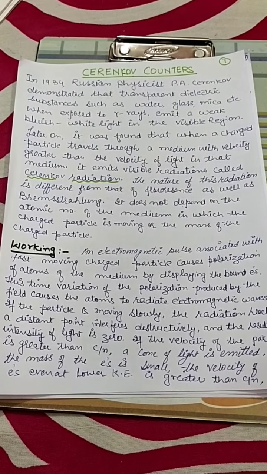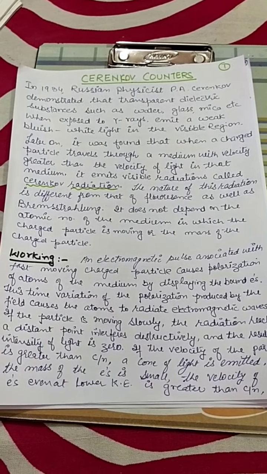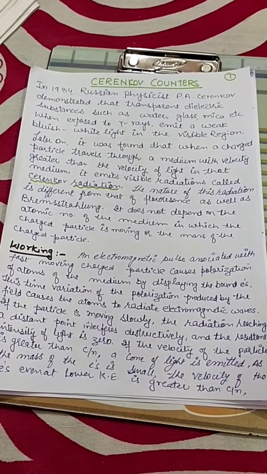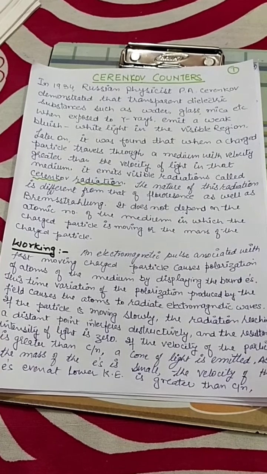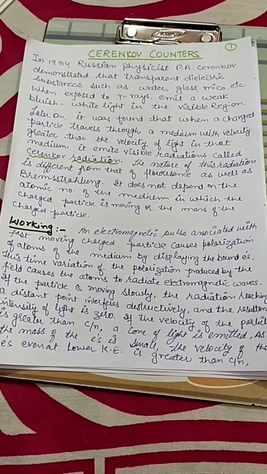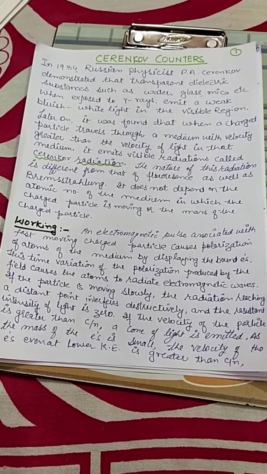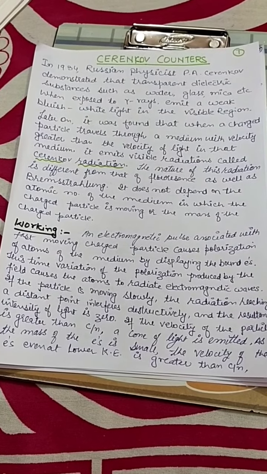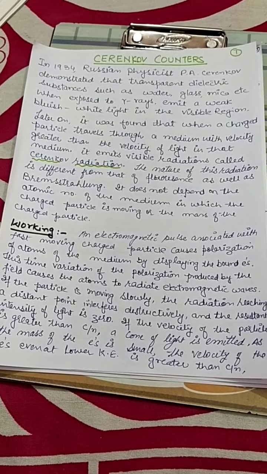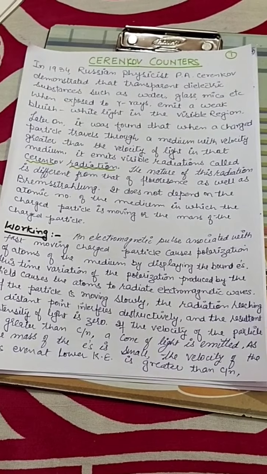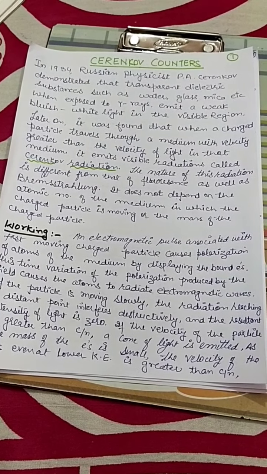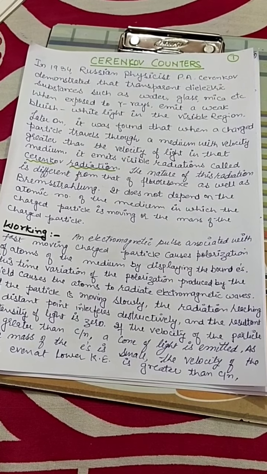The last topic for today's class is Cherenkov counters. In 1934, Russian physicist P.A. Cherenkov demonstrated that some transparent dielectric substances, you know that dielectric substances are water, glass, mica, when exposed to gamma rays, emit a bluish white light in the visible region.